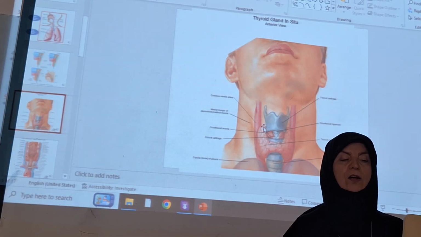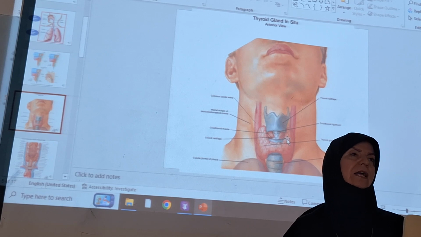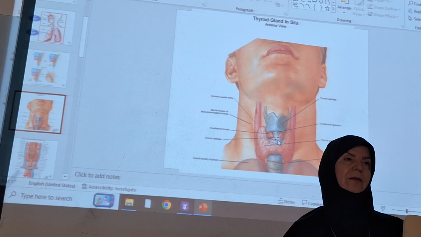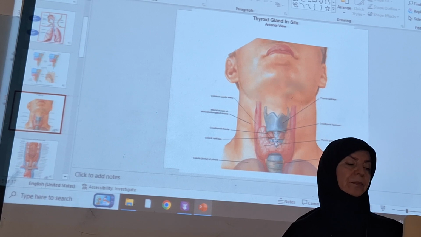Inferior to the thyroid cartilage, another single cartilage that belongs to the larynx, we call the cricoid cartilage. Cricoid cartilage is visible here. One of the muscles that participate to form the larynx is visible here.